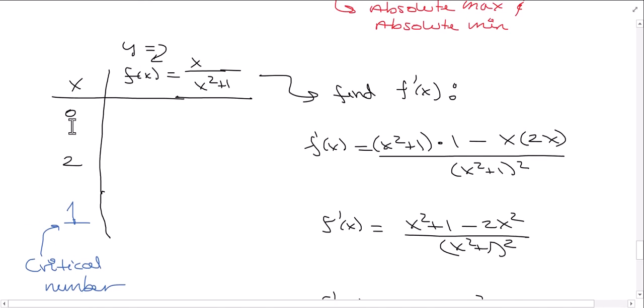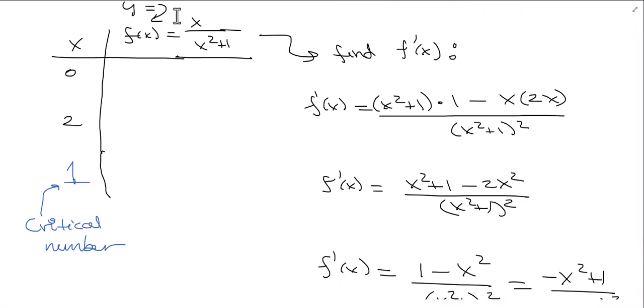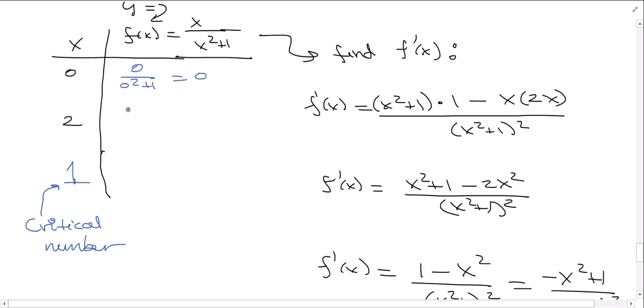So let's plug in now and compare the y values. Absolute maximum is the highest y value, absolute minimum is the smallest y value. So when you plug in 0, you're going to have 0 over 0 squared plus 1, which is 0. Plug in 2: 2 over 2 squared plus 1, which is 2/5. And plug in 1, you're going to have 1 over 1 squared plus 1, which is 1/2.